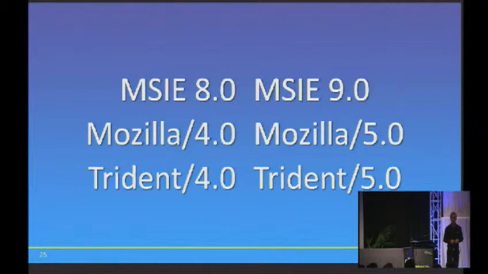The other thing that's changed is Trident. Trident is the name of the rendering engine in Internet Explorer. So Trident is rendering, Chakra is the new JavaScript engine. Trident is now version 5.0 because of all the work they've been doing on all the CSS rendering.